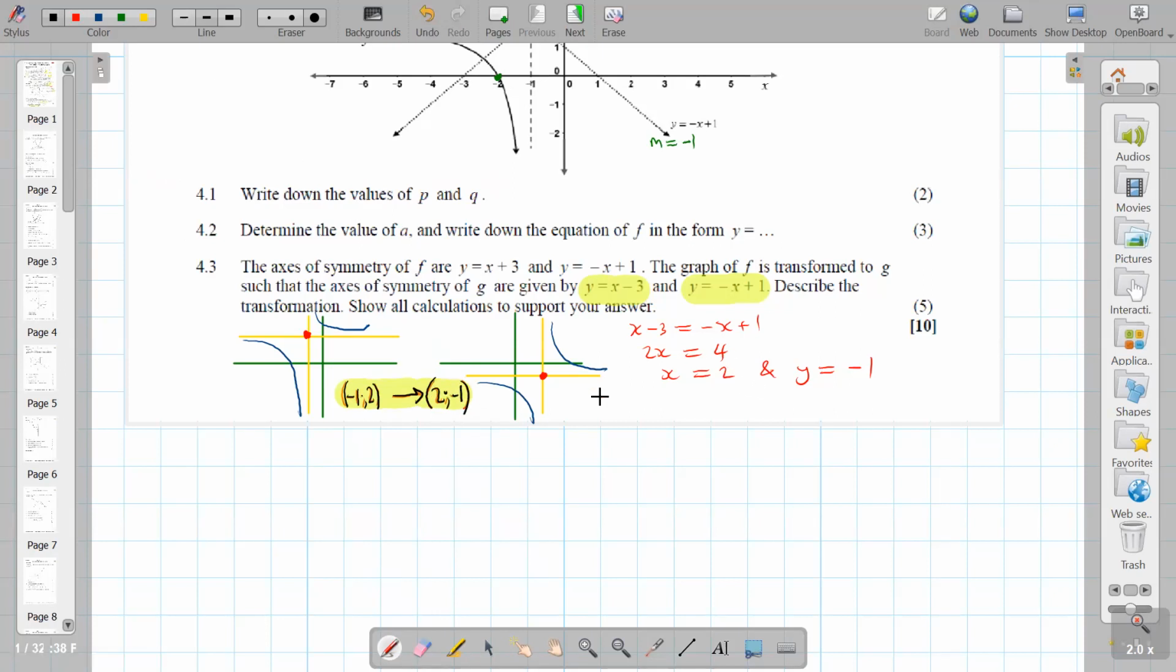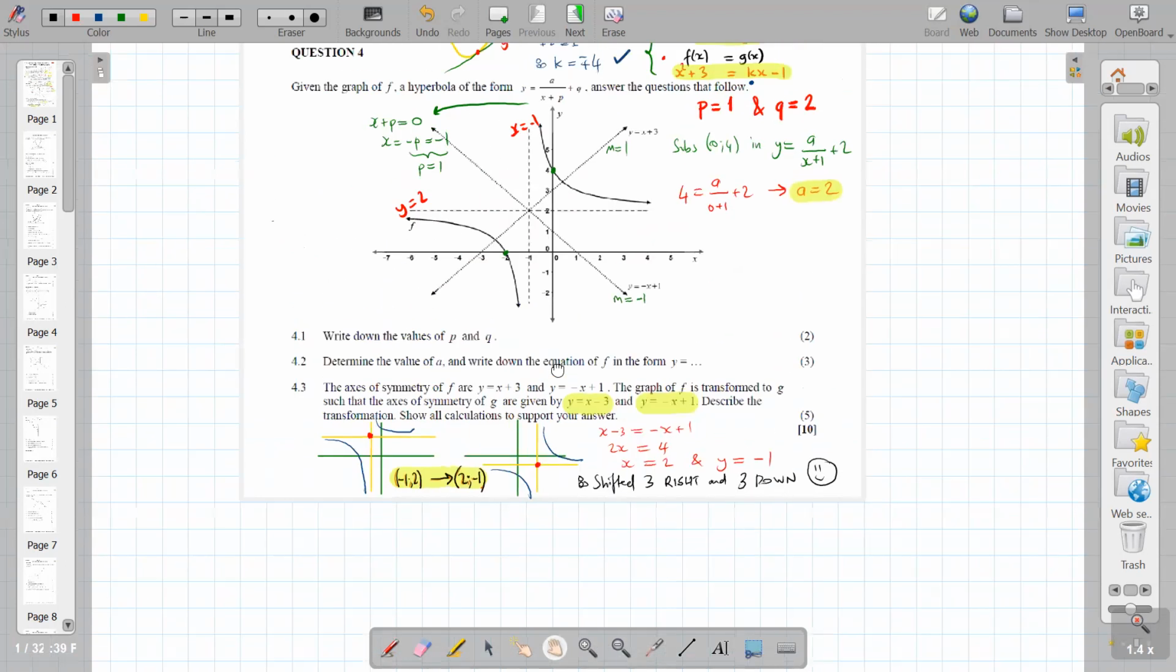What kind of transformation is needed? You can just say shifted what? -1 becomes 2, which is 3 units right, and 2 becomes -1, which is 3 units down. Okay, that's it. It is shifted 3 right and 3 down. You can see that the point moves right and down, 3 right, 3 down. All right, you actually don't really need to draw, but I just wanted to make the question clear to you.